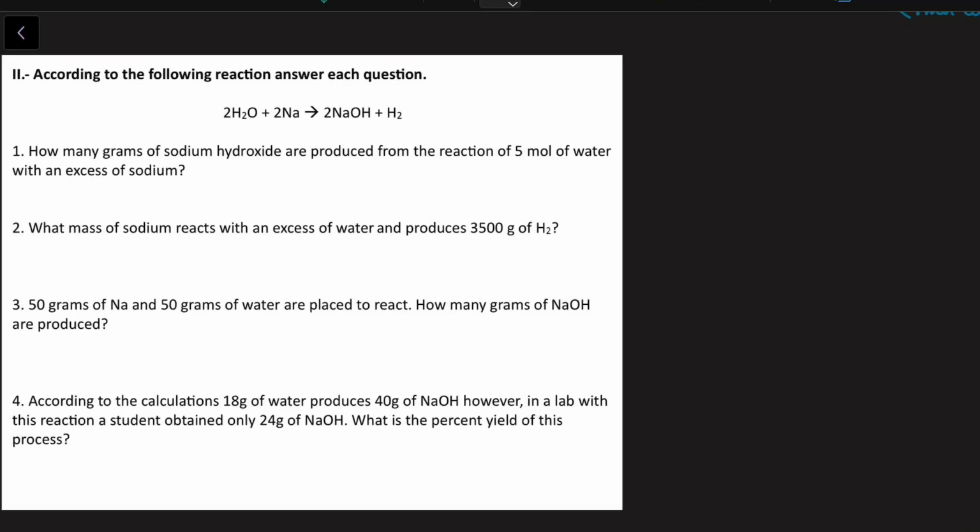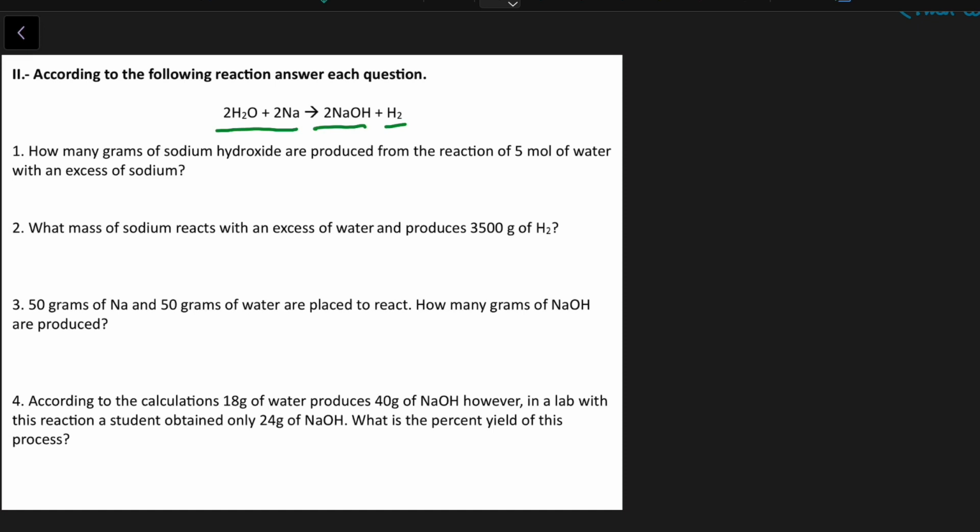Hello again. So now this video is to show you how to solve the second problem of the extra practice worksheet. So this has that 2 moles of water reacts with 2 moles of sodium, producing 2 moles of sodium hydroxide and hydrogen. Right, this is a single replacement reaction, and let's see the questions here.